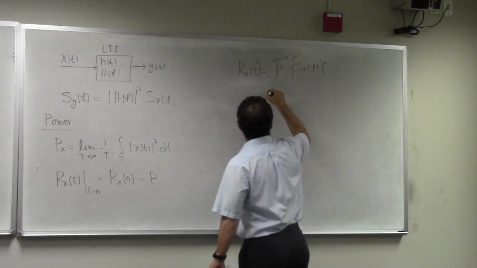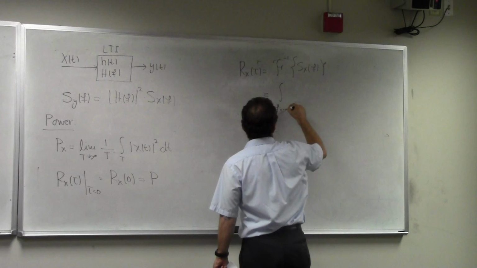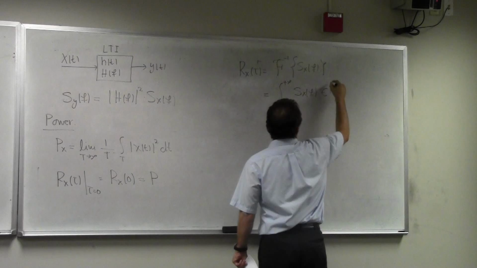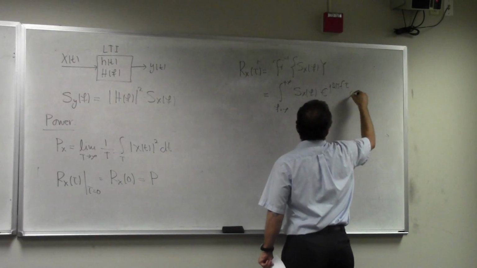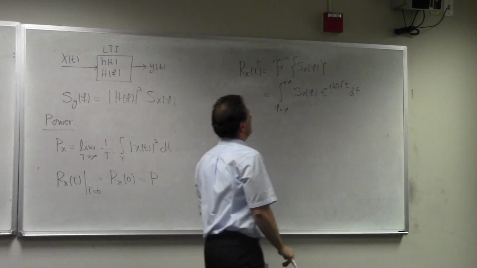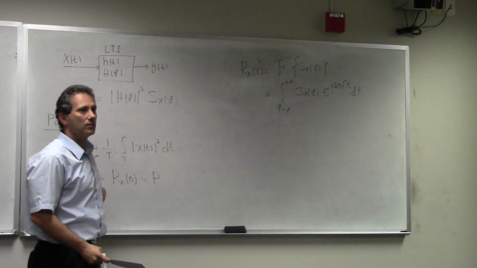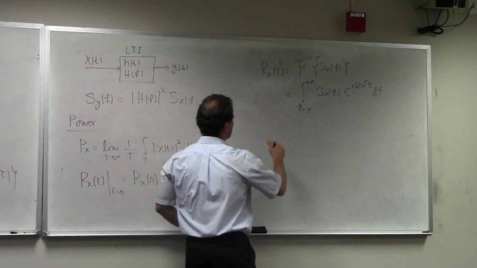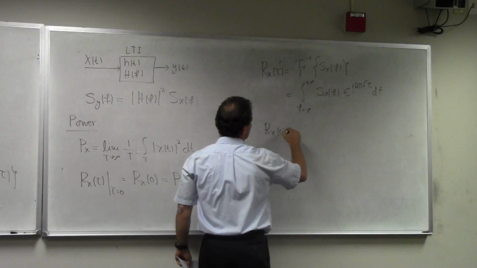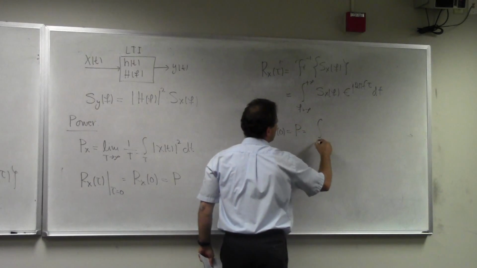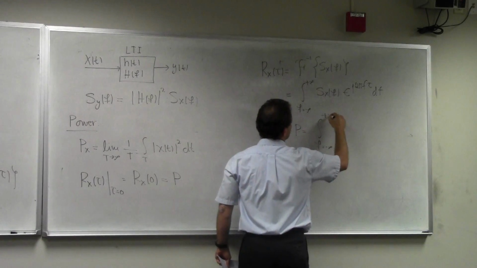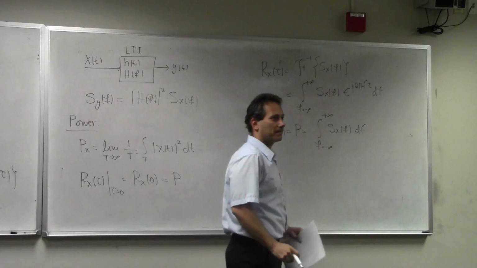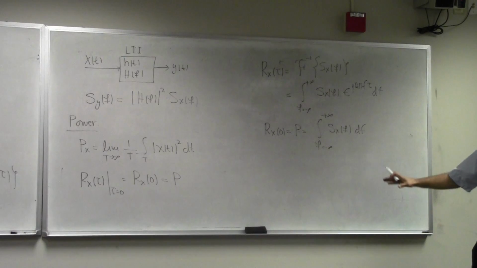Now let's expand on this. This is the integral when f goes from minus infinity to plus infinity, Sx(f) e^(j2 pi f tau) df. That's just writing what the inverse Fourier transform stands for. So now, if I use this property and this expression here, you get that Rx(0), which is the same as the power, is equal to the integral f goes from minus infinity to plus infinity Sx(f) df. All right. How gorgeous is this relationship?